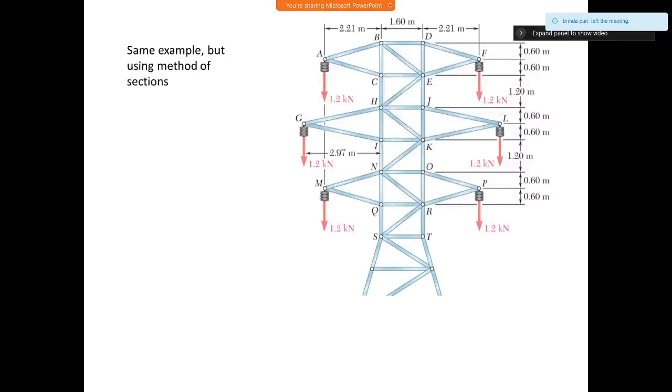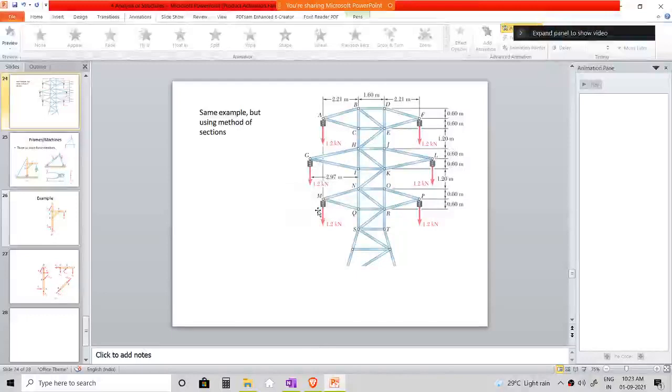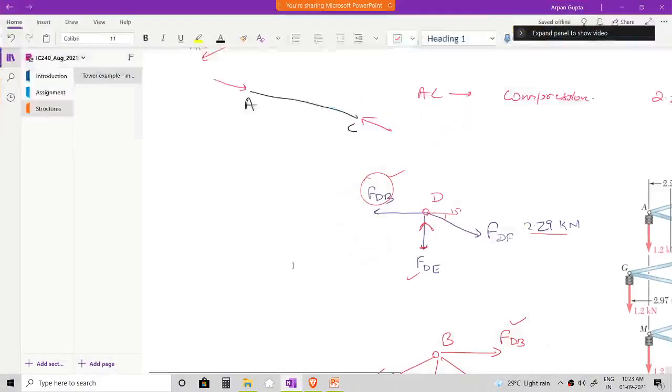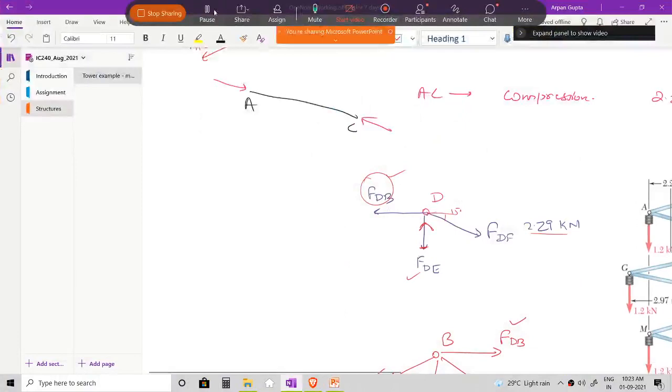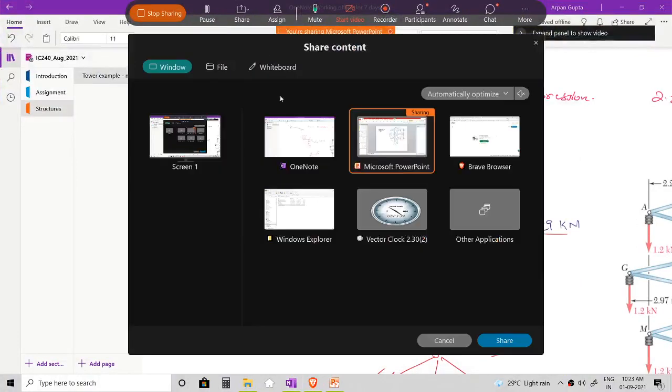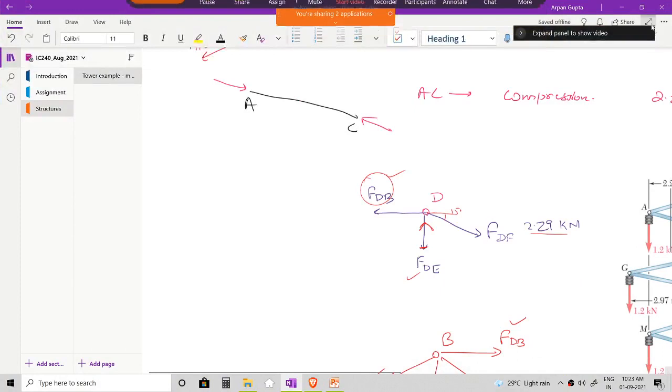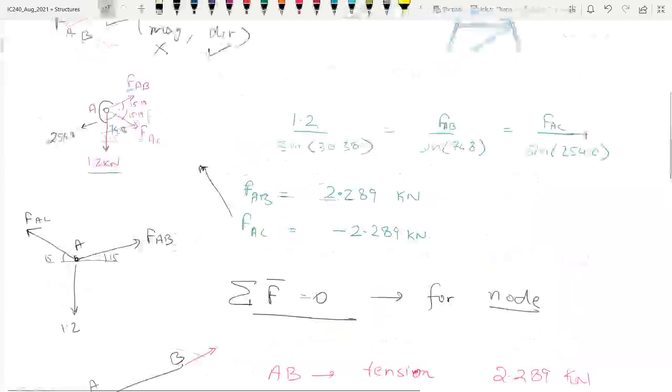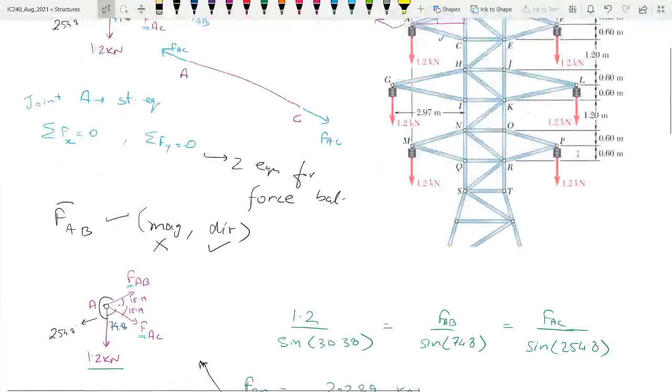Now let us quickly see this example of method of sections with a numerical. The same problem of a transmission tower that we have seen in the last class, but now let us solve this using method of sections. Okay, can you see this note? Yes, sir. Okay, thank you.